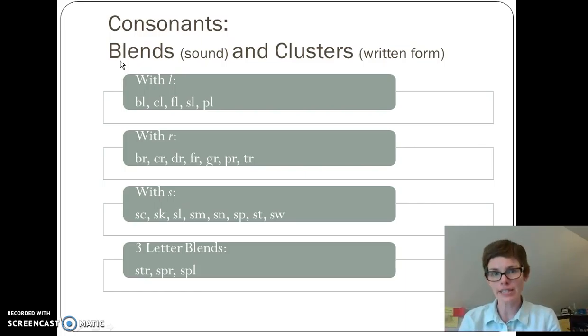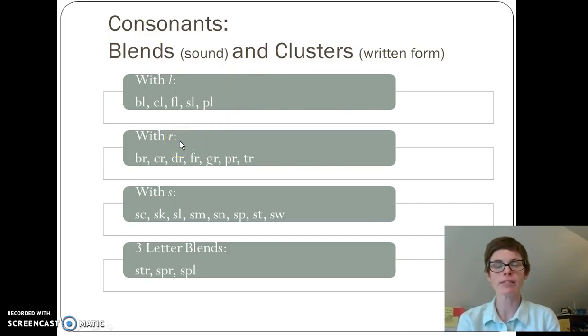When we write the two consonants that come together, we call them consonant clusters. Okay, so the written form of this is a cluster. The sound that it makes is called a blend. So these are blends with L, like bull, coal, full, soul, pole. You hear both sounds, but they're right together, so they blend together. Or if we're looking at the written form, they cluster together.